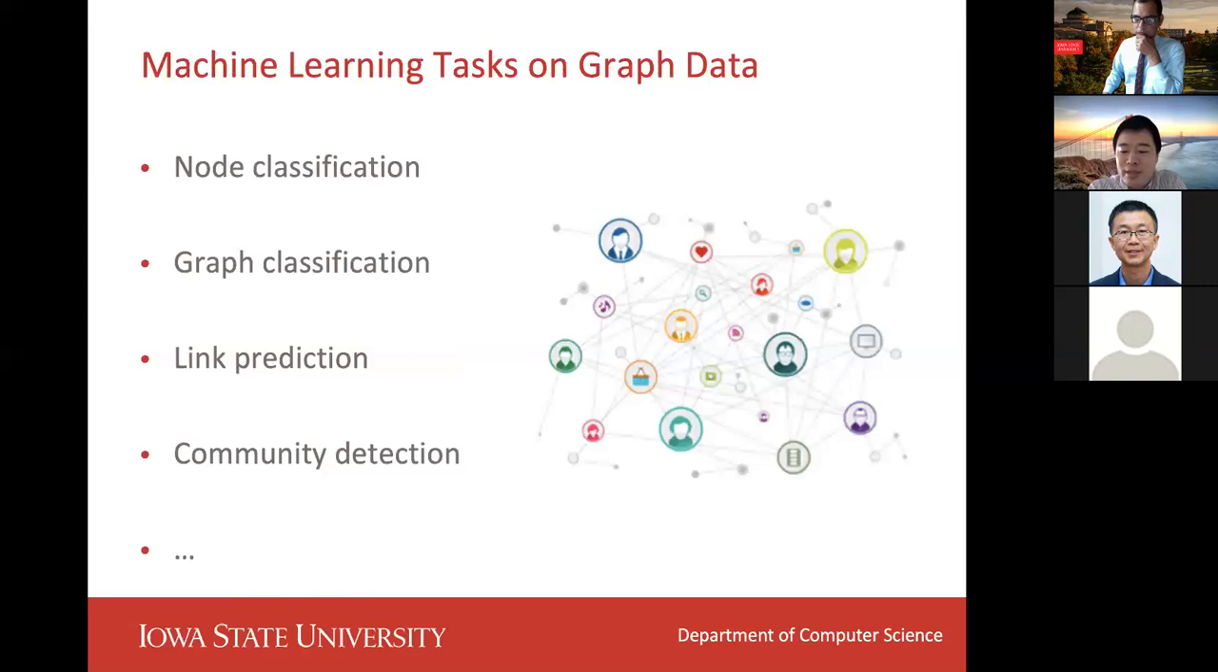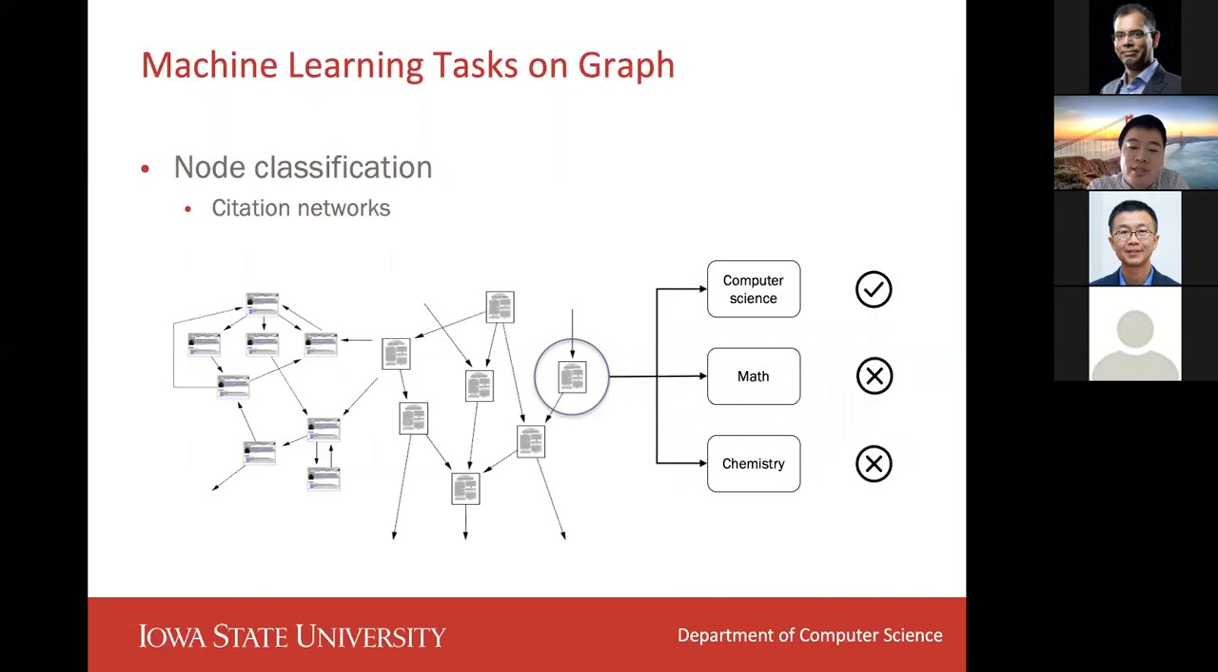So let's see some examples. The node classification problem aims to predict the label of each node in the graph. Let's take a citation network as an example. In a citation network, each node is a publication, and the edges represent the references among the publications. So the node classification task on a citation network wants to predict whether a publication belongs to computer science, math, or chemistry.